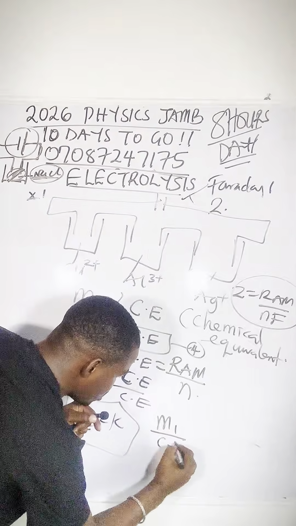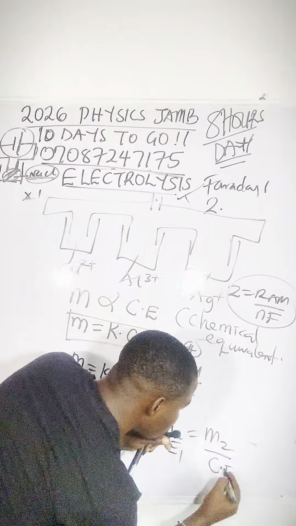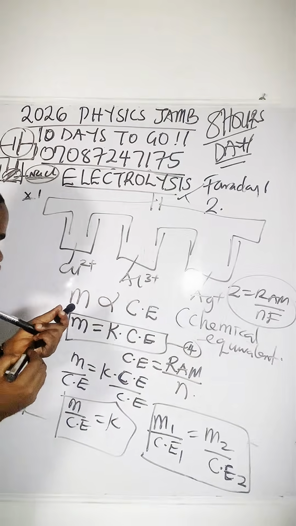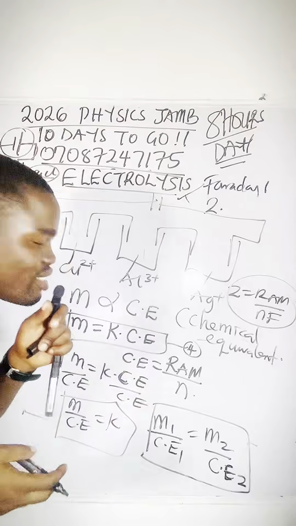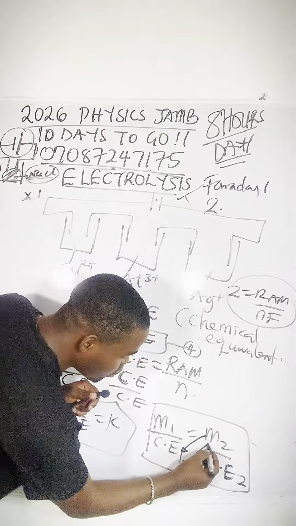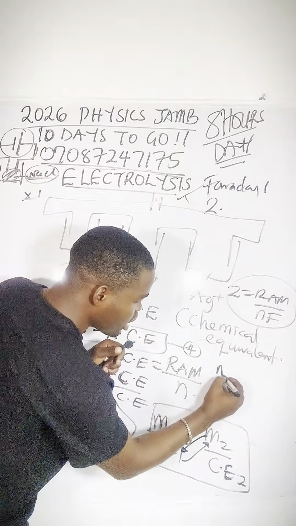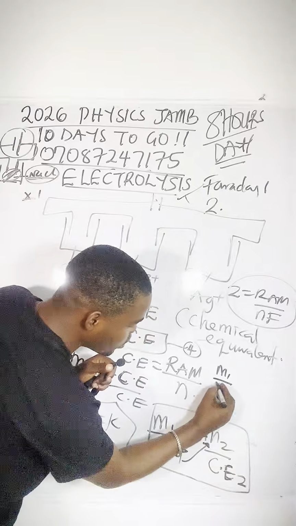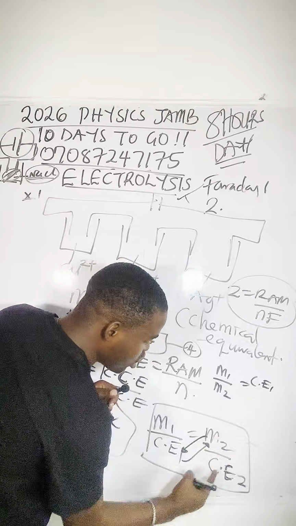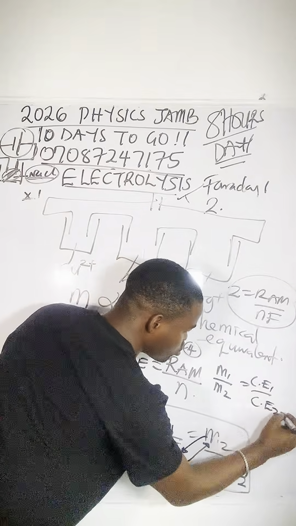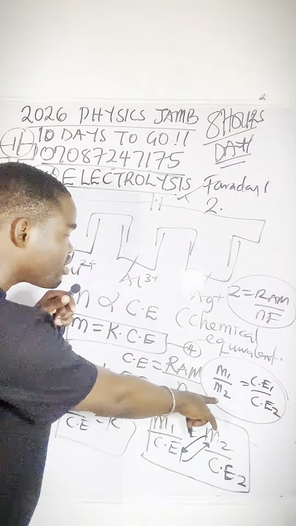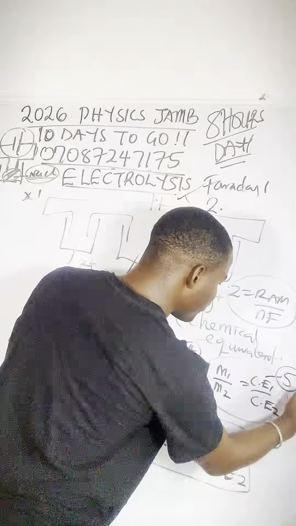M1 over CE1 equals M2 over CE2. Now look at this. If you look at this very well, you will agree with me that I can make this make sense by bringing all the M together and all the CE together. So M1 over M2 equals CE1 over CE2. This is everything. So this is another formula, the next formula we need to know. And this is formula 5.